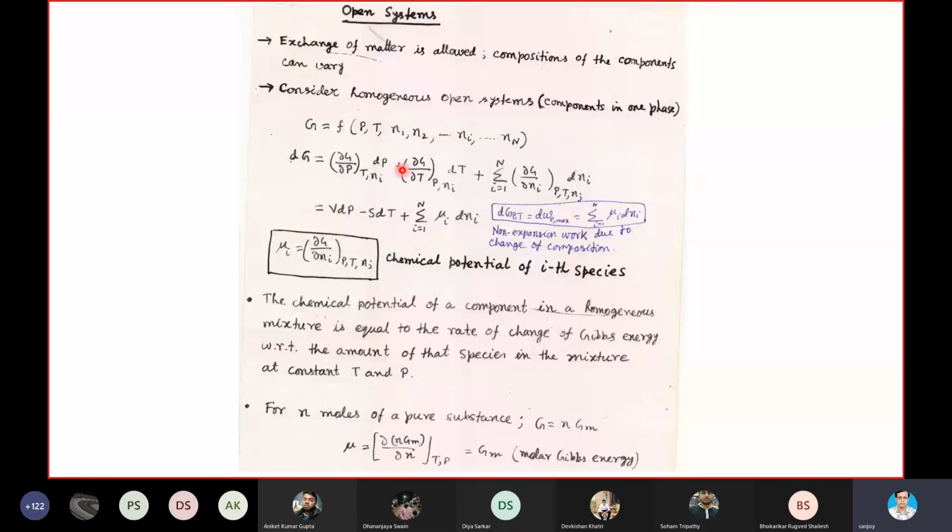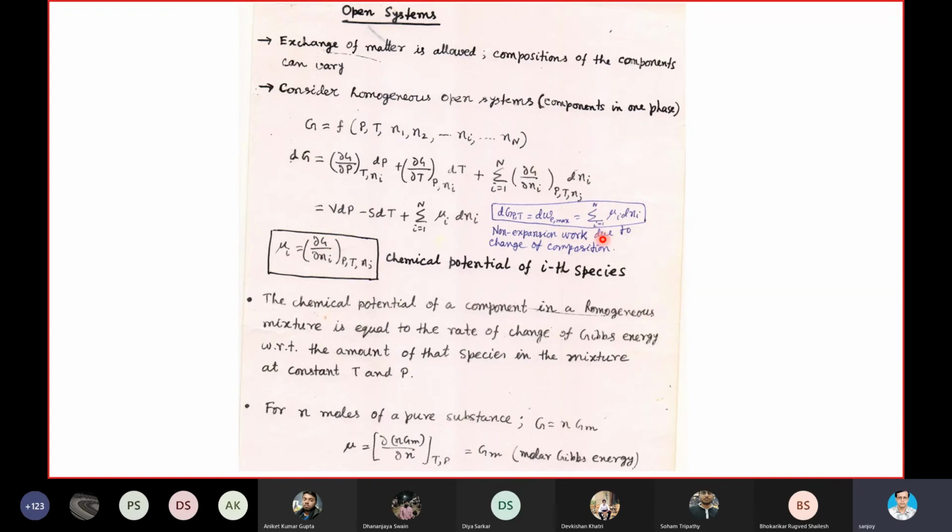The first two terms are basically the closed-system terms, VdP minus SdT. We know this is the fundamental equation for Gibbs energy. And then the third term comes here, where we introduce the chemical potential. Chemical potential is basically the rate of change of Gibbs energy with composition. Now, if you carry out the measurement at constant pressure and temperature, then dG becomes simply this much.